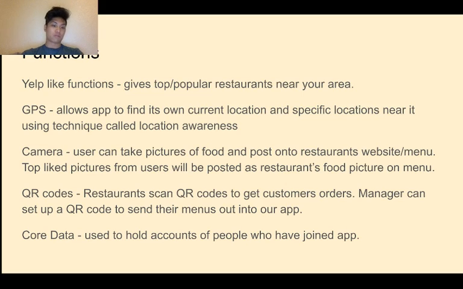There's a QR code, which hasn't been implemented yet, but hopefully will be later on next year. Restaurants scan QR codes to get customers' orders. Managers can set up a QR code to send their menus out into our app. And we'll be using Core Data, which is used to hold accounts of people who have joined the app and the restaurants that the user has favorited.